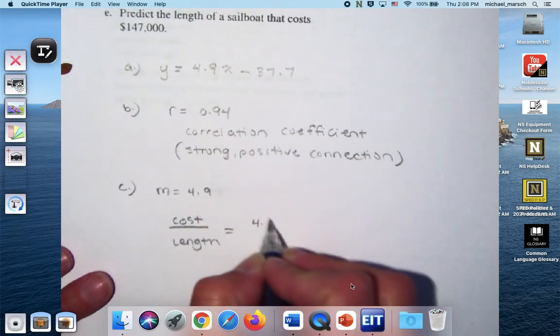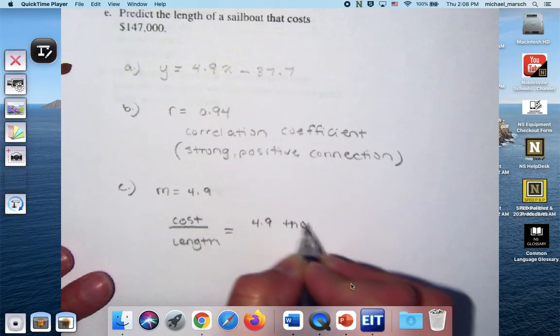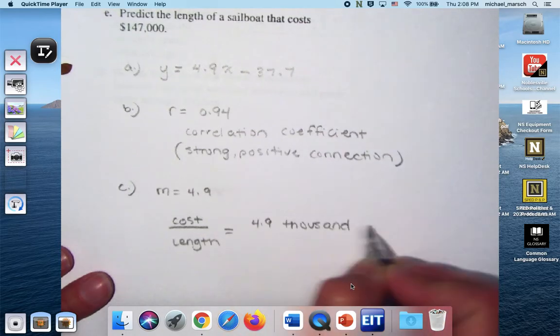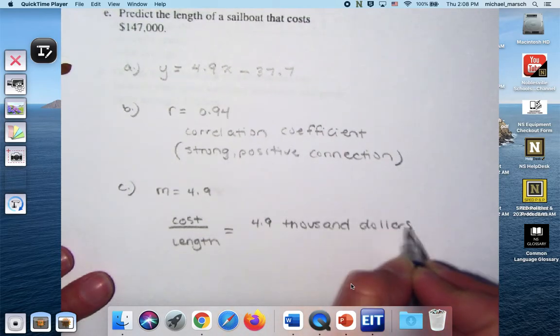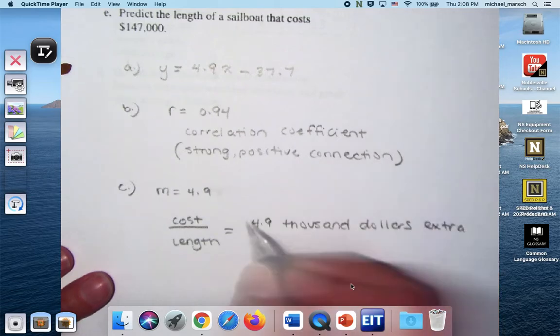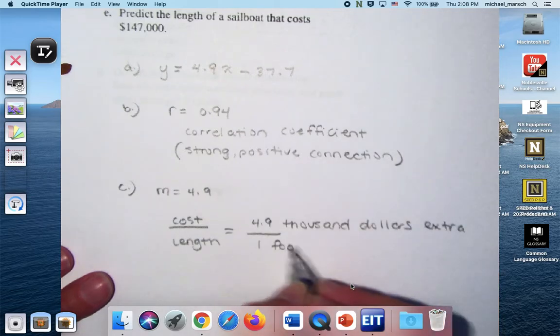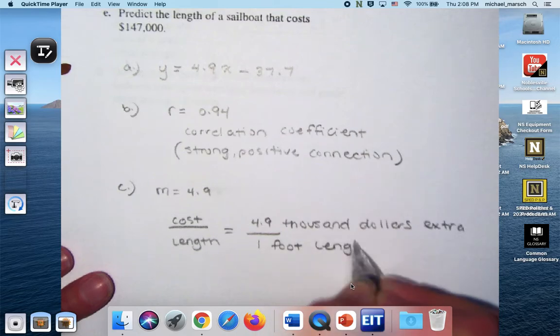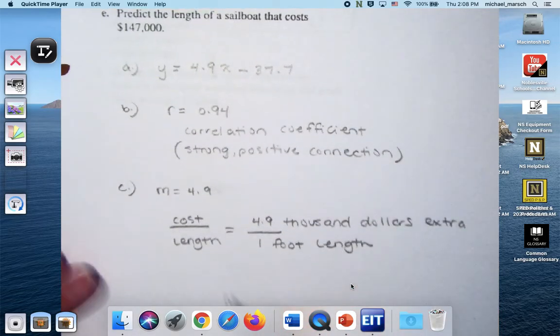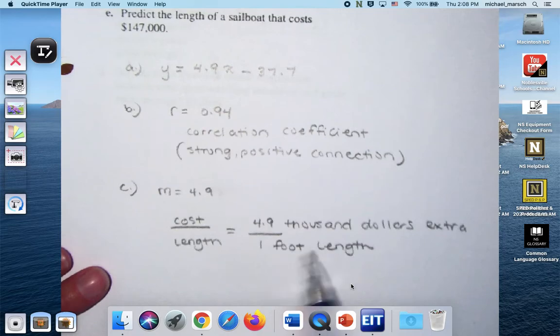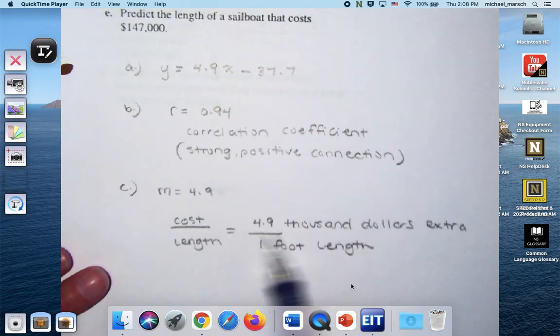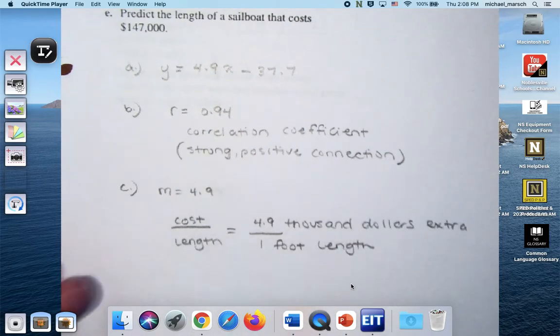So it's going to cost $4,900 extra per 1 foot. That's what they're saying. It's saying that every extra foot of the boat is going to cost me $4,900 extra.